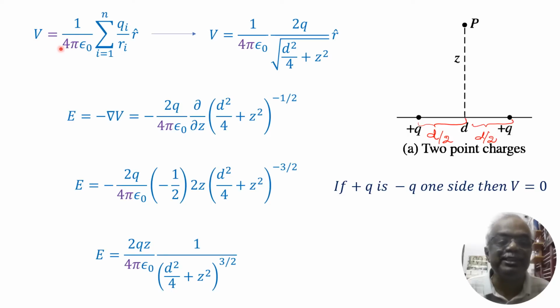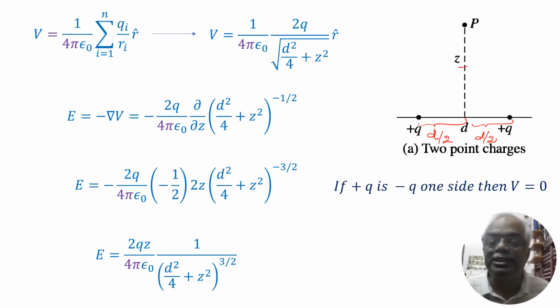Potential by definition is equal to 1 over 4 pi epsilon naught, summation over i equal to 1 to n, of q_i over r_i. If it is a uniform charge distribution, this summation will change to an integral, which you know very well. Because it's a point charge, we are using summation. Here, luckily, we have the same charge and the same distance. Let us say we are considering a point z here.